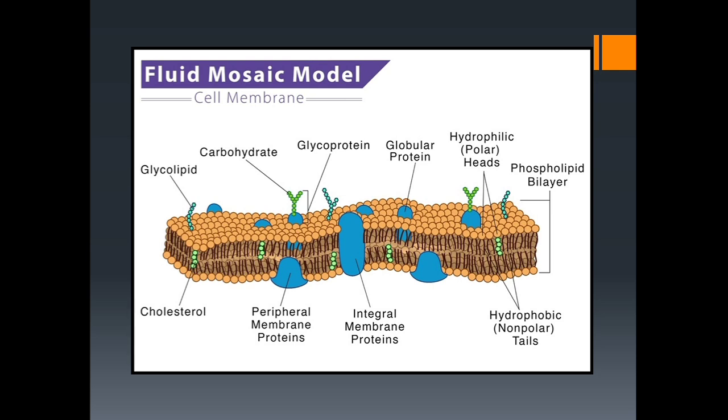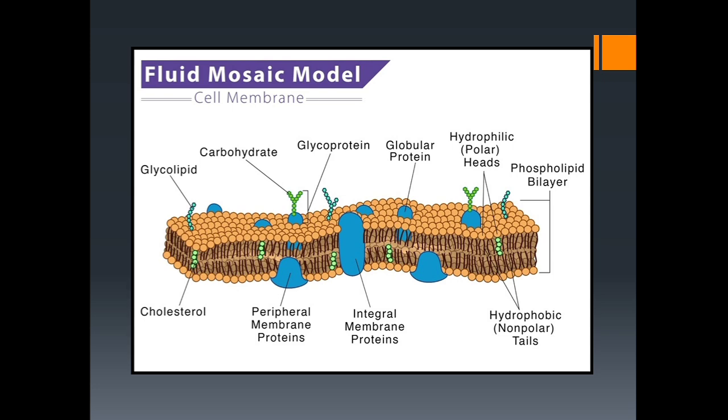And you can see the globular protein. What do you mean by globular protein? The name itself tells it: globe means a globe-like structure, circular or spherical in shape. The protein which is spherical in shape is called a globular protein.